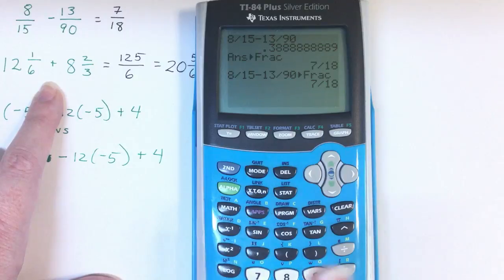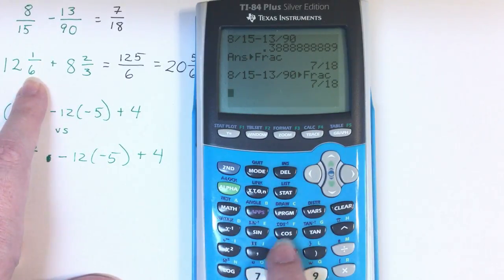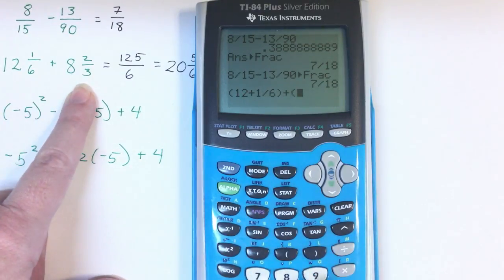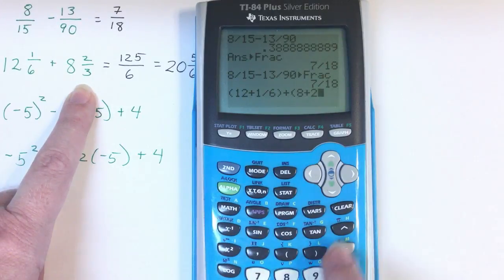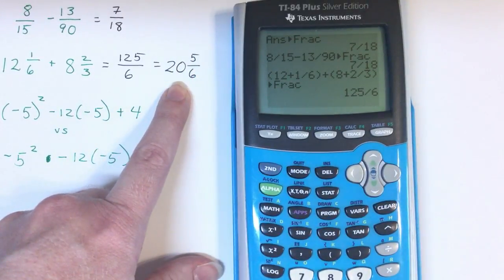Mixed numbers. The graphing calculator will not do mixed numbers like the scientific calculator will. What you would need to do is either convert these to improper fractions first or go with parentheses. 12 and 1/6 means 12 plus 1/6. Then I have plus. 8 and 2/3 means 8 plus 2/3. I want the answer as a fraction. Use the math menu. Say you want the answer as a fraction. 125/6.